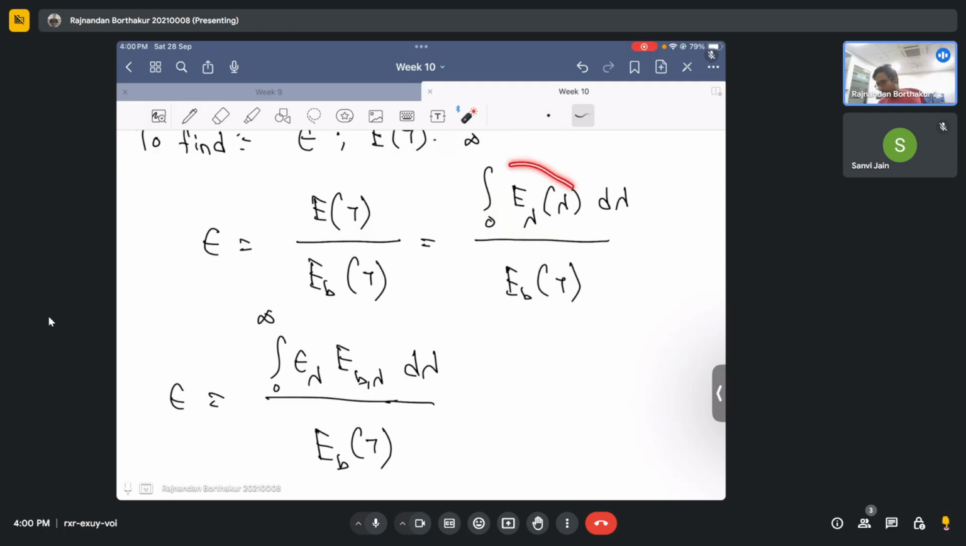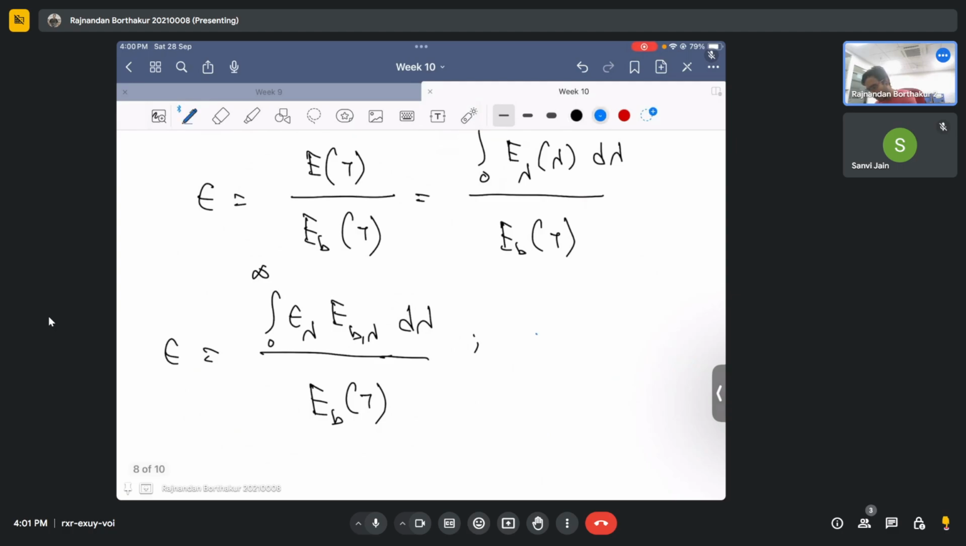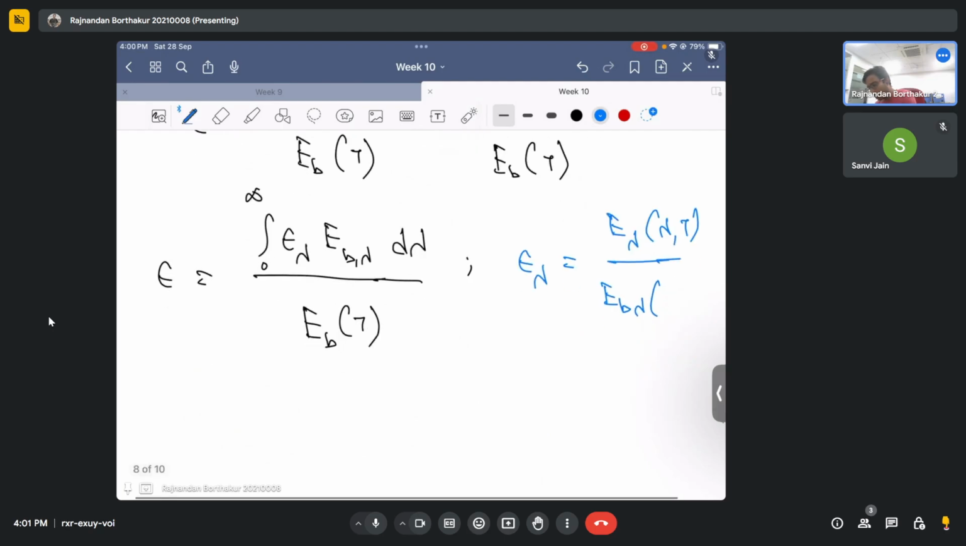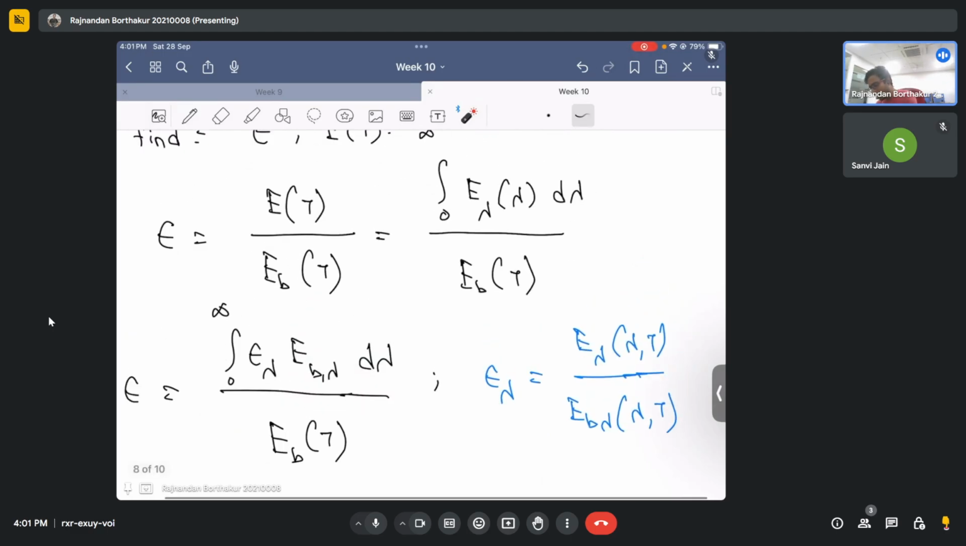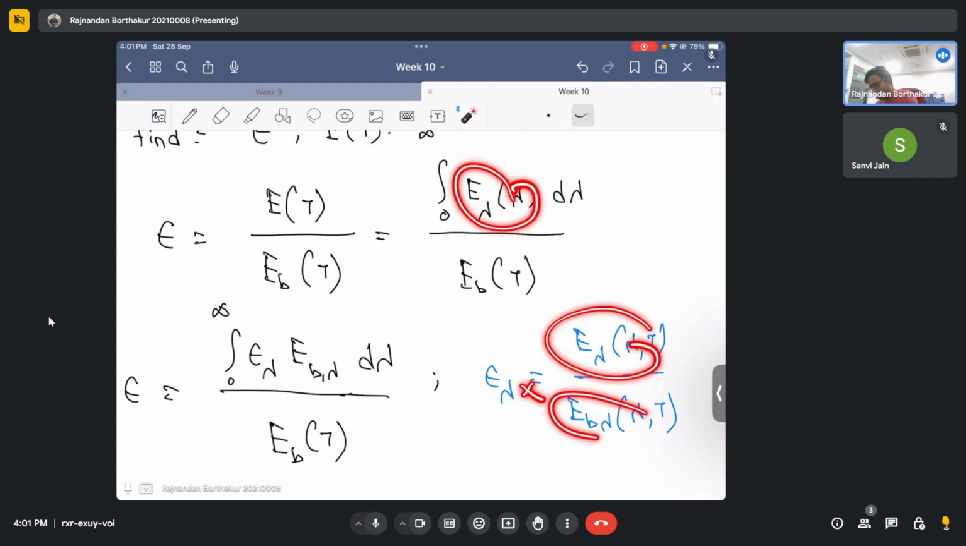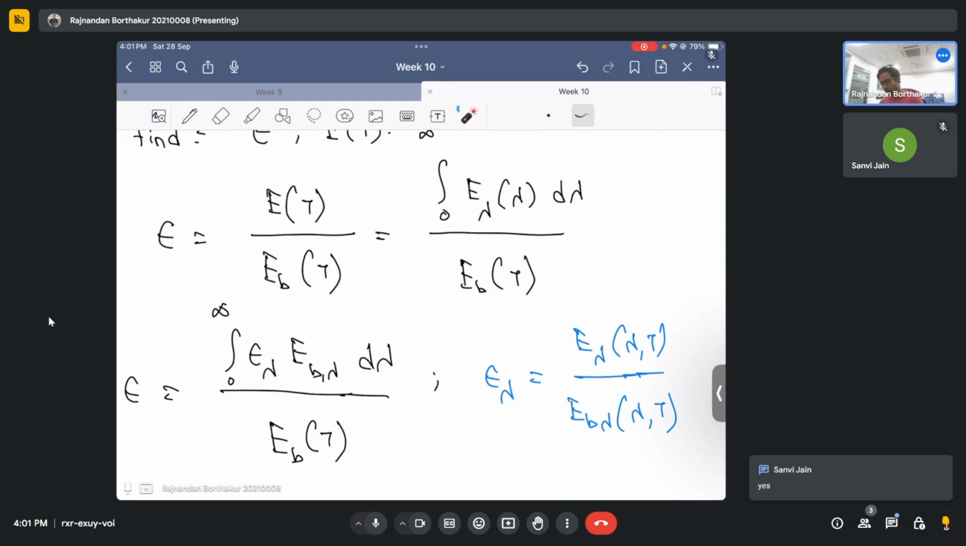Now from this I can use the definition of spectral emissivity that we just saw. What do we know? We know that this spectral emissivity is nothing but the ratio of the spectral emissive power of the body, which is a function of lambda and T, to the spectral emissive power of a black body, which is also a function of lambda and T. From there we introduce this E_B lambda, because I know that my E lambda is just E_B lambda multiplied by this spectral emissivity. So is it clear? Yes. Okay. Thank you very much.